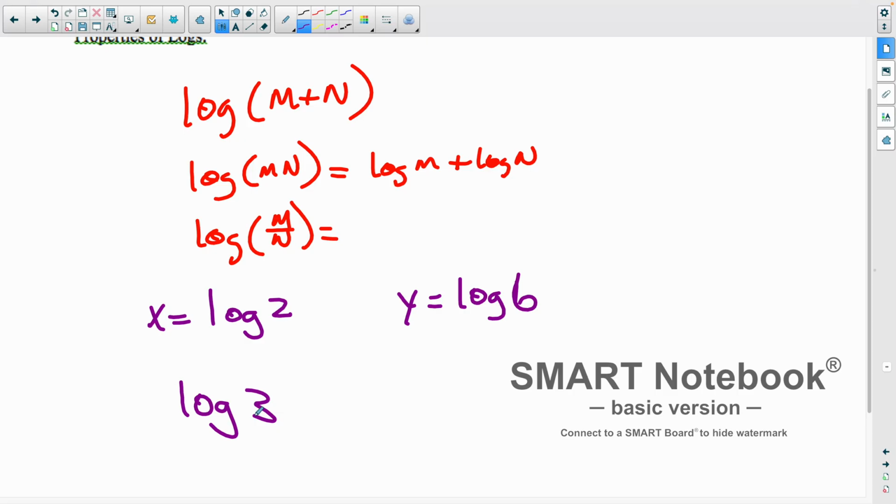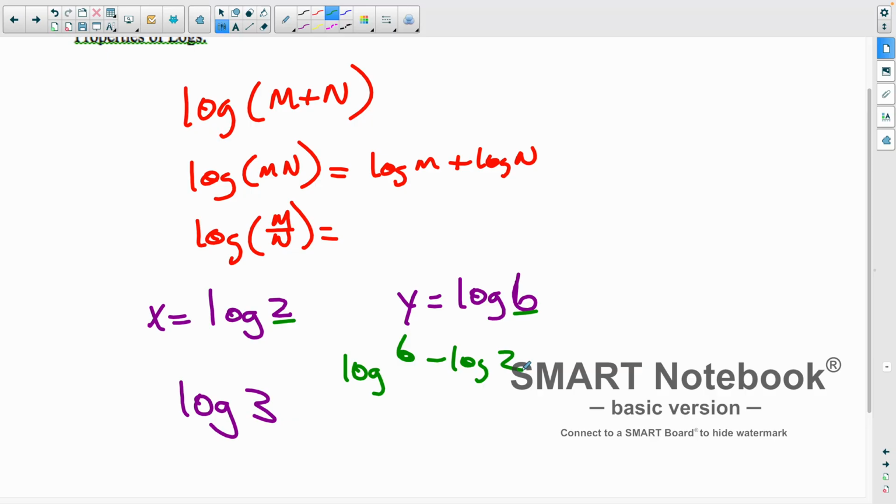Y divided by x. Okay, y divided by x. You're close. Y minus x? It's y minus x. Okay? But you're on the right track there. Because what am I going to do with the 6 and the 2? I'm going to divide them. Okay? So I'm going to go log of 6 divided by 2. All right, I'm going to go log of 6 minus log of 2. If I did that, then I would divide the 6 and the 2 and I'd get 3.